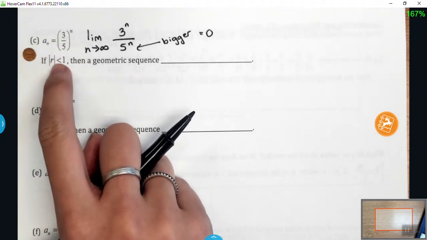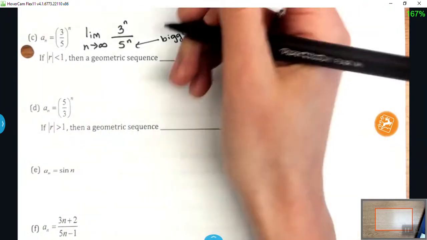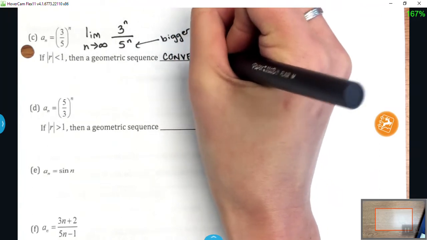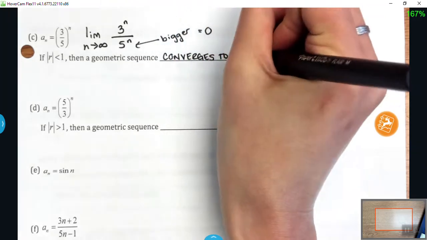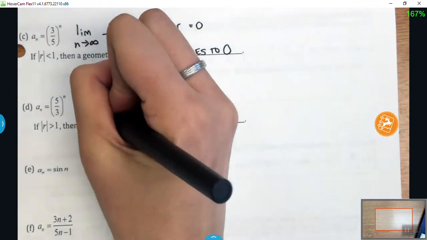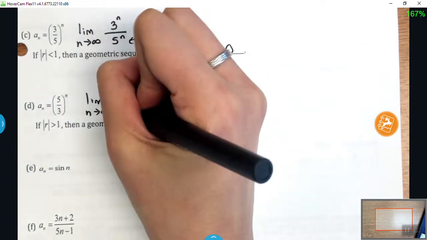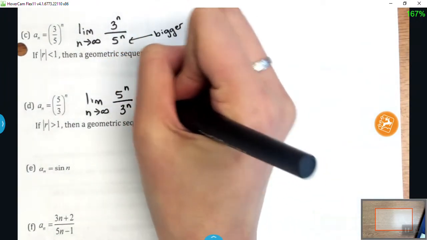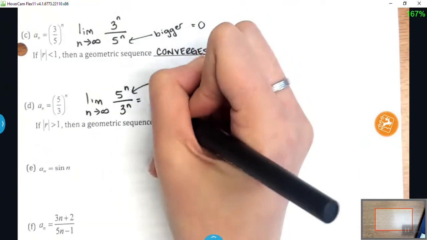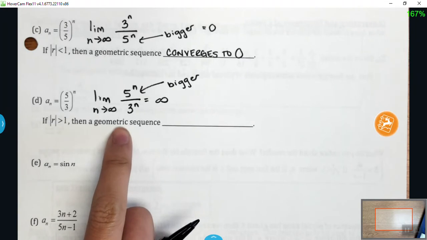If your r is less than 1, then the geometric sequence converges to 0. And if we did this to infinity, the top is bigger, right? Yes. So this goes to infinity. So if r is greater than 1, then the geometric sequence diverges.